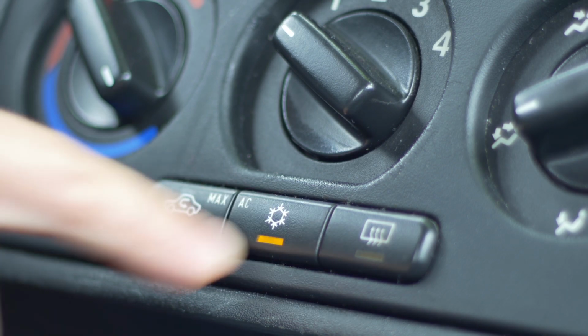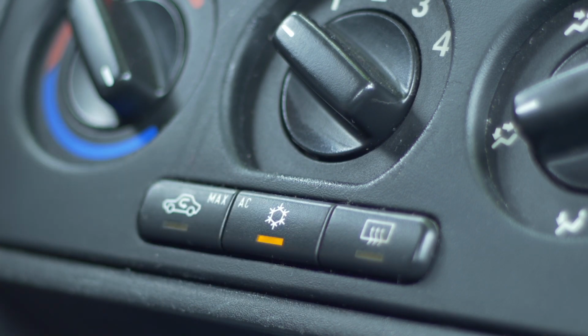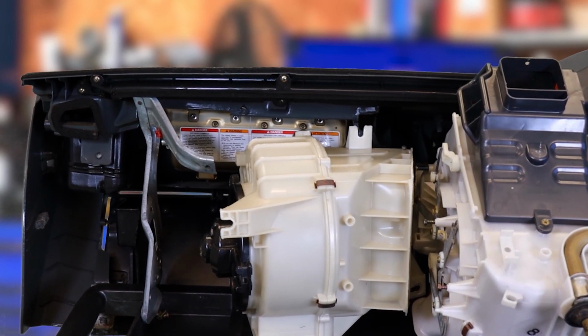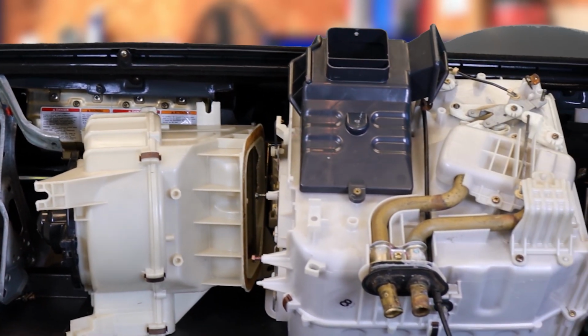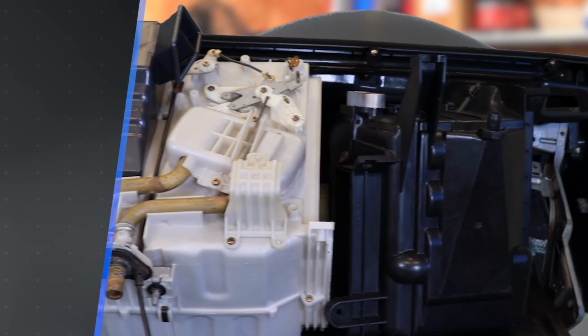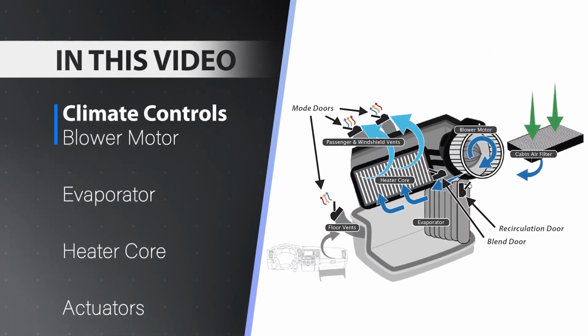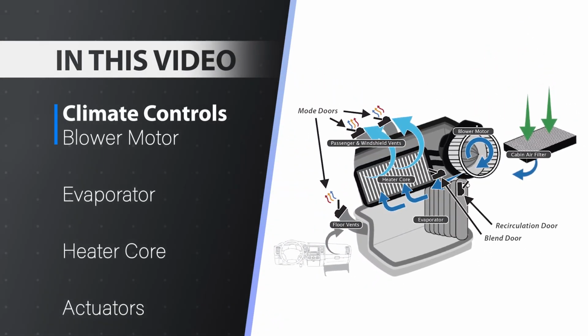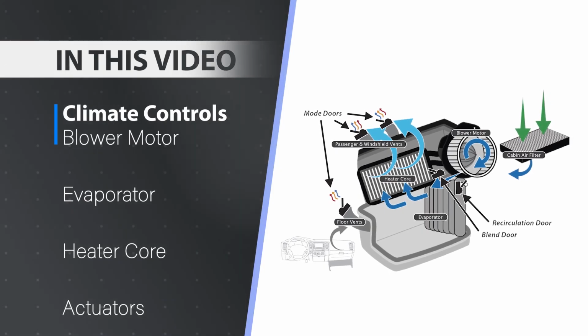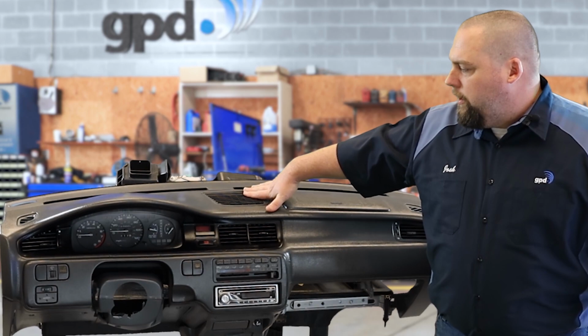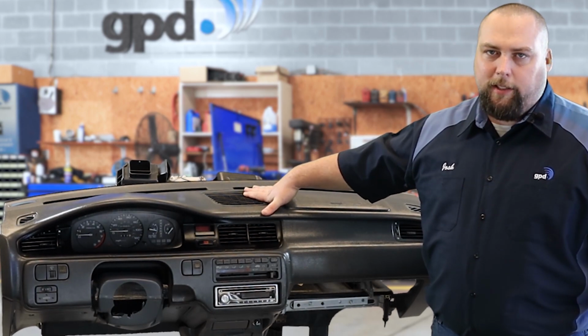On the inside of the car, the end user, this is all they see. We're going to take a look behind the scenes and see what all is going on for every function here of the control head. In this video, we're going to give a quick overview of control heads, blower motors, evaporators, heater cores, and actuators. Here we have a late 90s Honda Civic dash assembly.